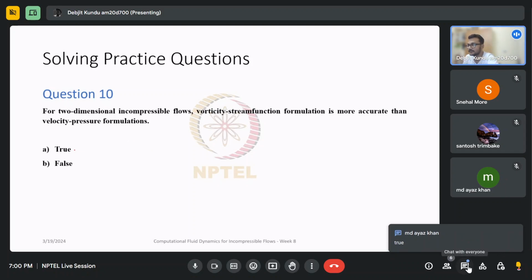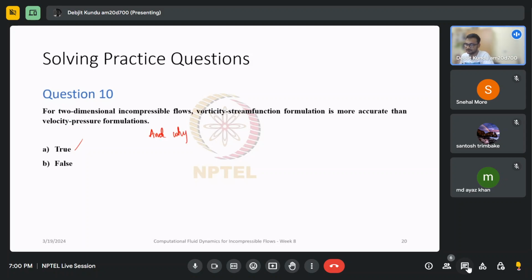Okay, so we have one response telling it should be true. Let's see what others have to say. And why? Let me add that. You have to say why true or why false. You can unmute and answer, or you can type in the chat box as well, whichever way you feel comfortable. Some justification. What do you think? What's your thought process going on here?